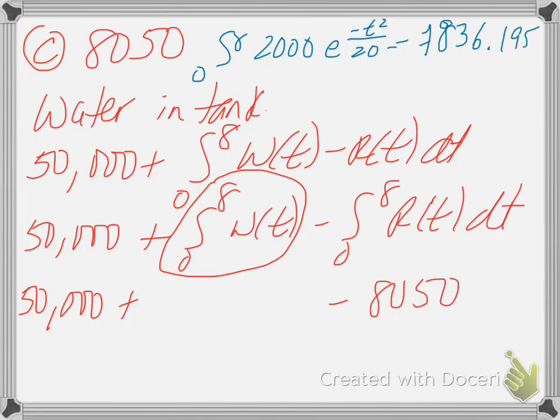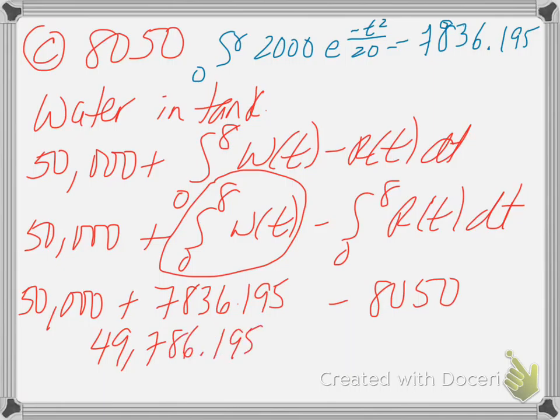Okay, so we're just going to take that, and that's going to go here. Okay, and when you work out all that math, you're going to get this. But the question says to round it to the nearest liter to get 49,786 liters, and that's part C. And then finally part D.